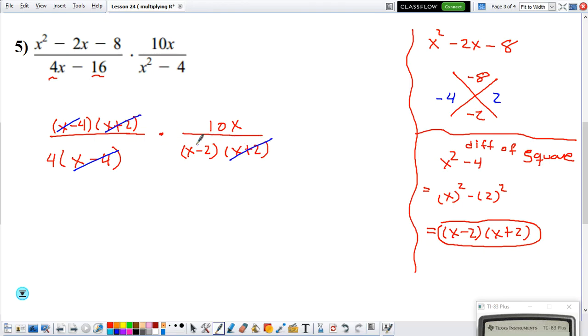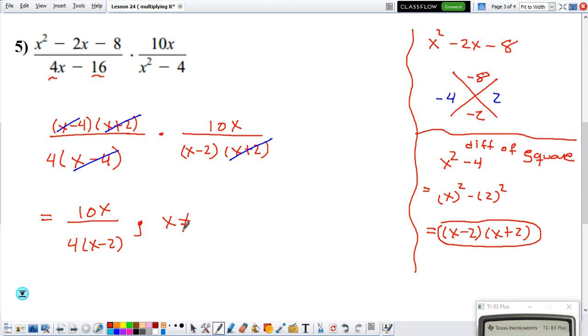Does anything else cancel out? Not really, so let's just multiply now. This whole thing is 1, so 1 times 10x is just 10x on the top. This is 1, so 4 times x minus 2, so 4x minus 2. Okay, so that's our final answer.